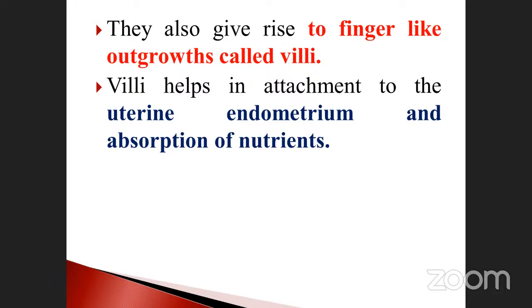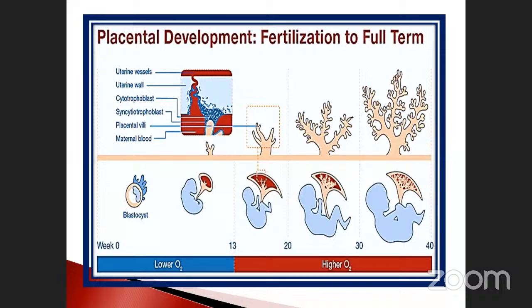Okay, the next one. See, this is called the blastocyst. This is the uterine wall, the cytotrophoblast, syncytiotrophoblast, placental villi. The maternal blood is also part of this. See, this is a finger-like projection. Okay, it may expand during the growing stage. Then only the nutrition will be absorbed from the endometrium and supplied this way and finally reaches the infant. So this is a blastocyst.